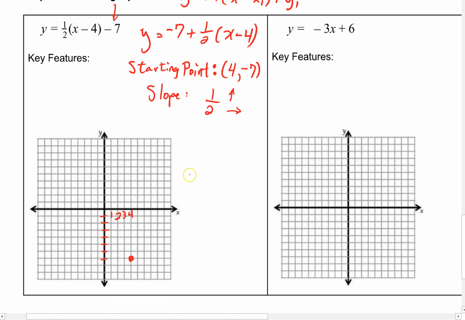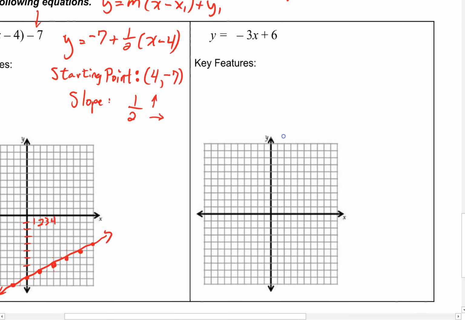But our slope is telling us to go up 1 and go right 2, and go up 1 and go right 2, and go up 1 and go right 2. Could also go down 1 and go left 2. We could definitely do that. Do that again, down 1, left 2. Do that maybe one more time, down 1, left 2, just to really stretch that out. And then you can nicely see what this line is going to look like.